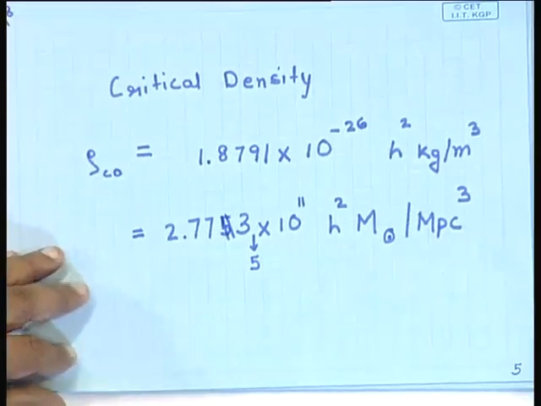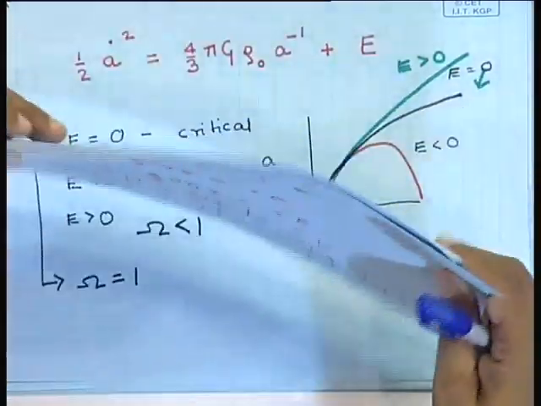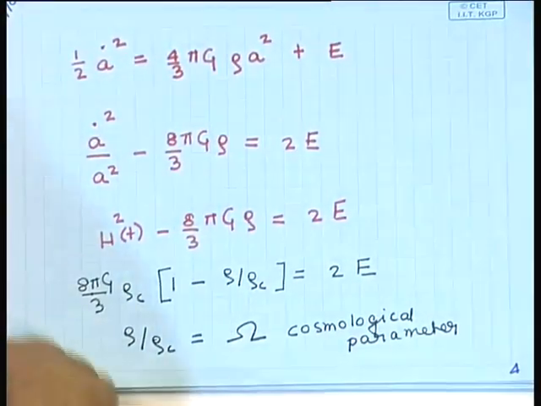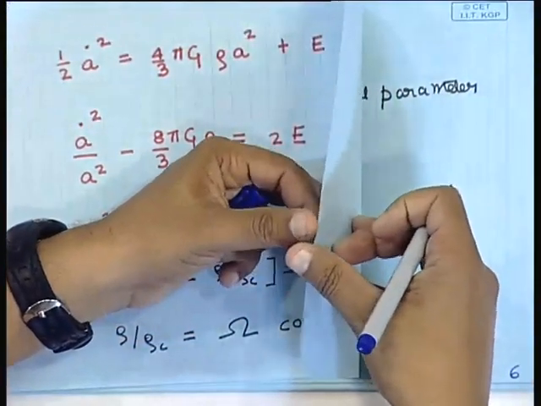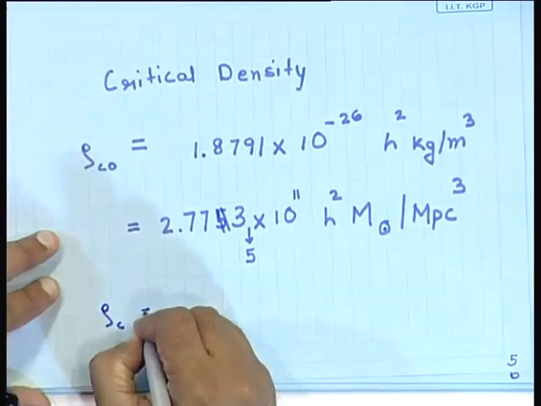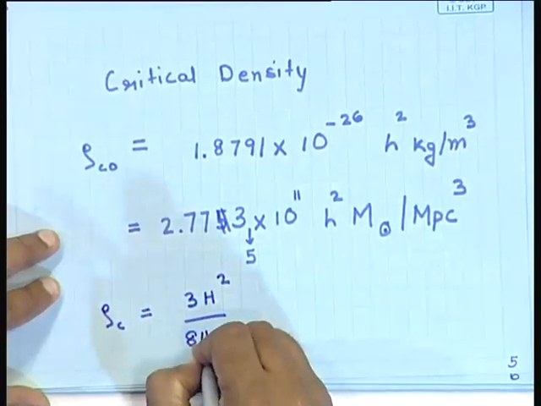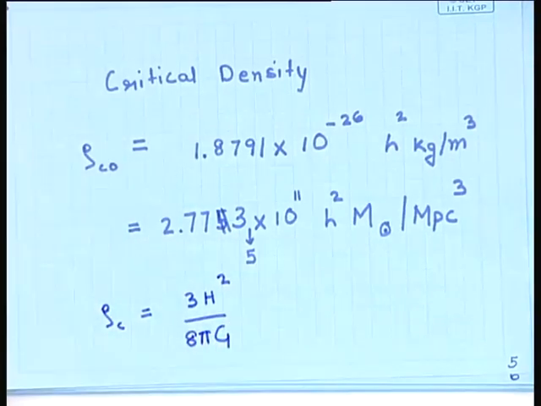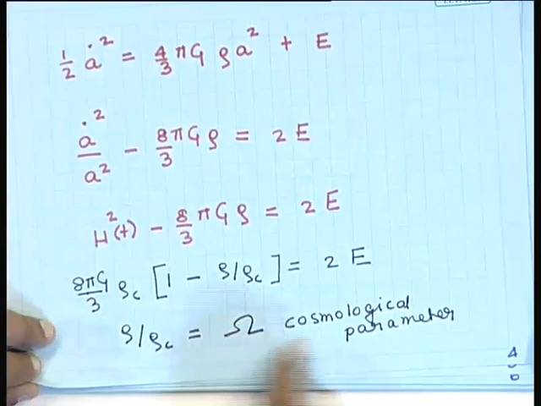So, the definition of rho critical, the critical density: the critical density rho c is 3 H square by 8 pi G, and the ratio of the actual density to the critical density is what we call the density parameter omega.